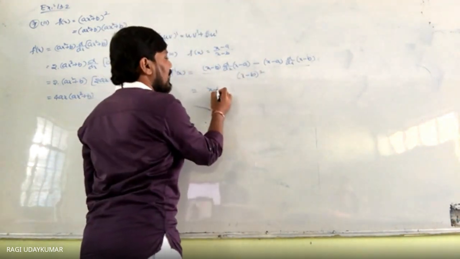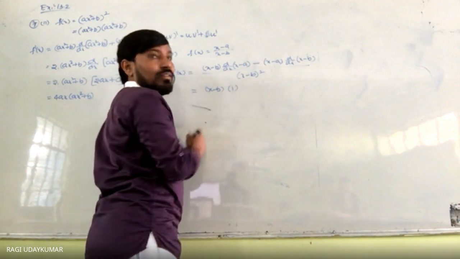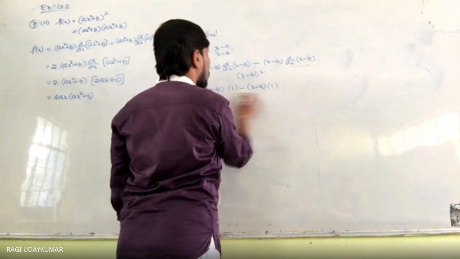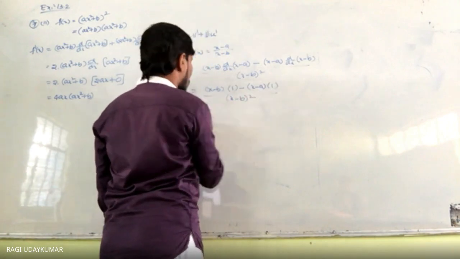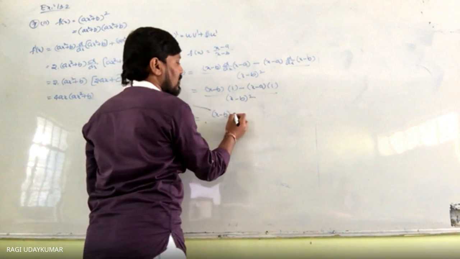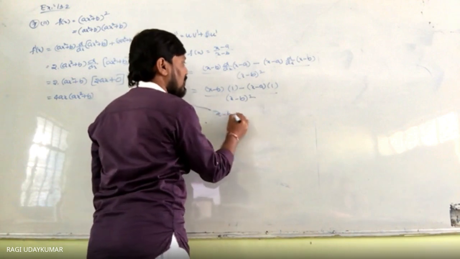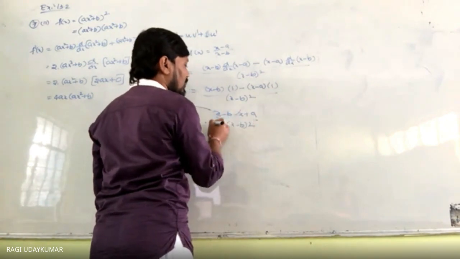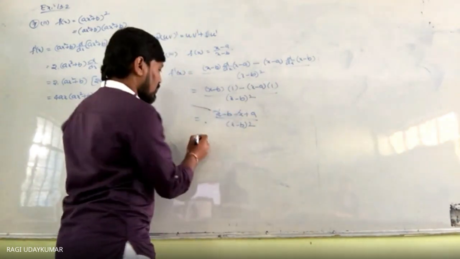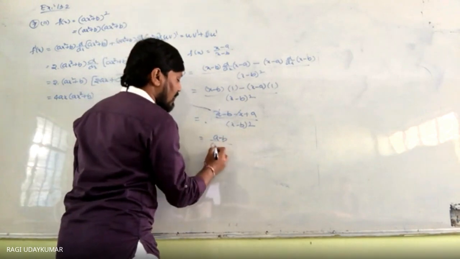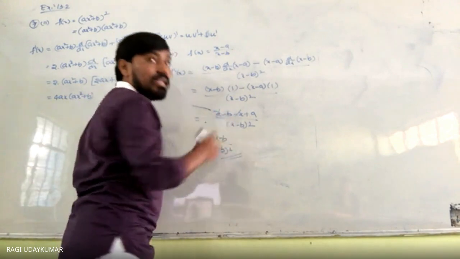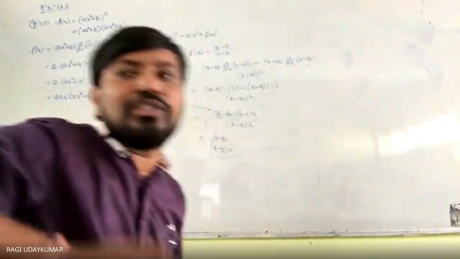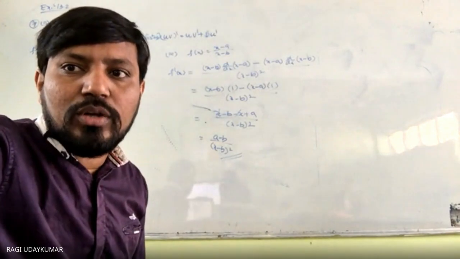So what do you get here? x minus b into 1, minus x minus a into 1, by x minus b whole square, which is equal to x minus b minus x plus a by x minus b whole square, which is a minus b by x minus b whole square. This is the solution. Like this, in the same way, you can find the derivative of the given functions using the quotient rule and the product rule.